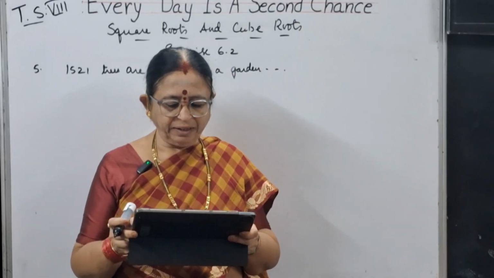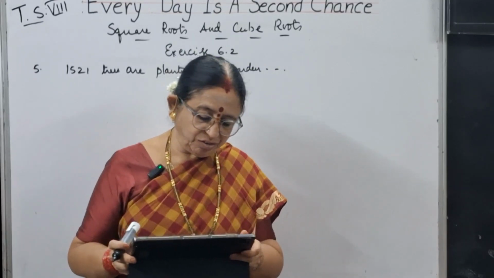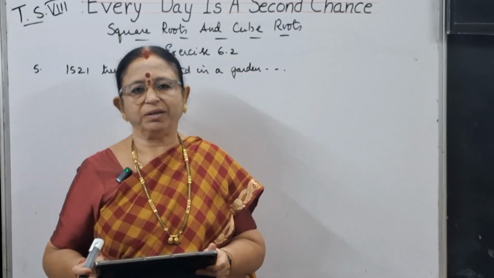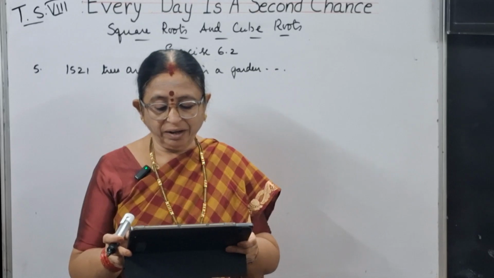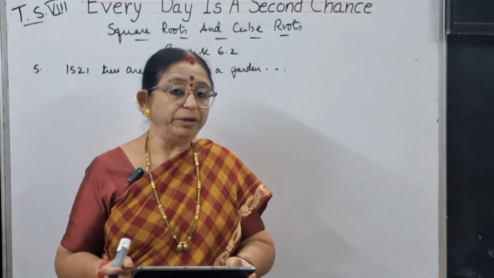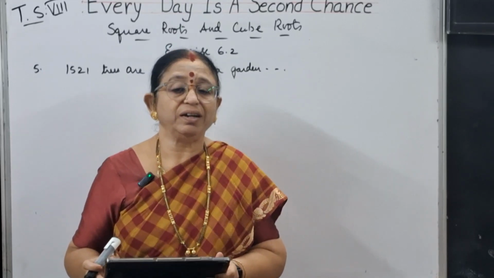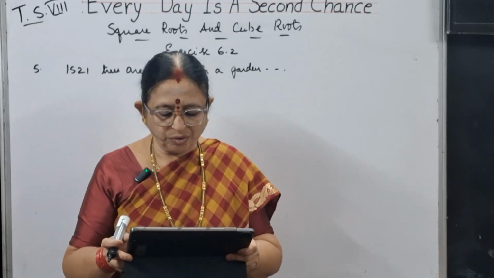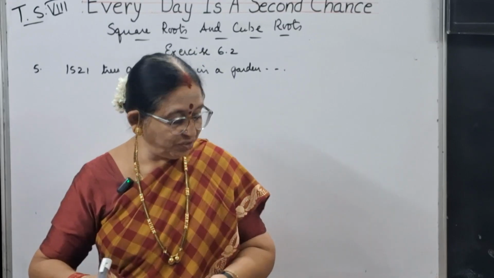1521 trees are planted in a garden in such a way that there are as many trees in each row as there are rows in the garden. Please understand this statement. In one row, how many trees are there? As many as there are rows in the garden. How many rows are there in the garden? So many trees are there in each row. Find the number of rows and the number of trees in each row.